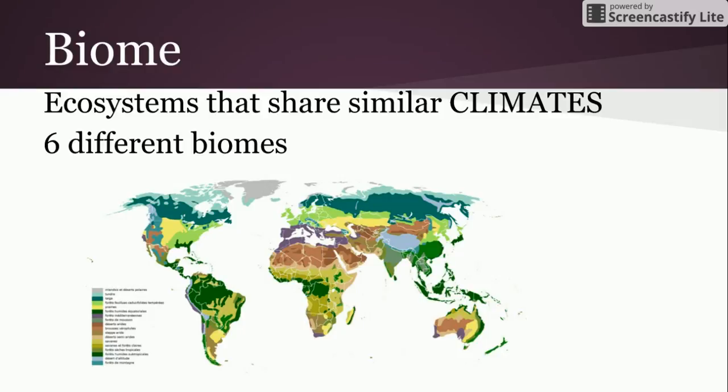All right, so biome is the next level up, and these are ecosystems that share similar climates, and there's 6 different biomes that we're going to talk about. So this map shows many, many more than that, but it does show you that there are a lot of similar areas that are kind of far apart. So you'll notice that northern Canada would be considered the same biome as if you looked up here into northern Russia. And these all share similar climates.